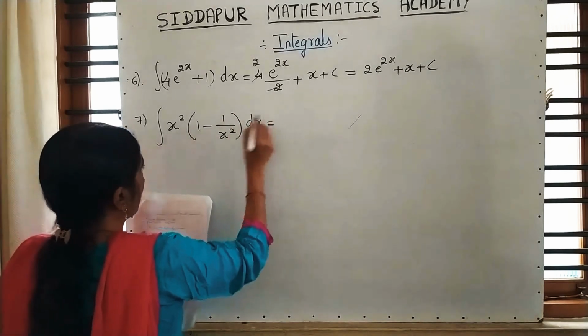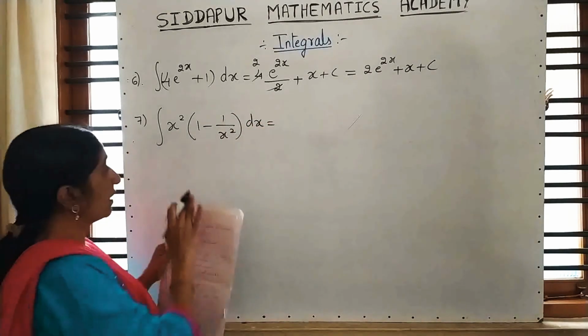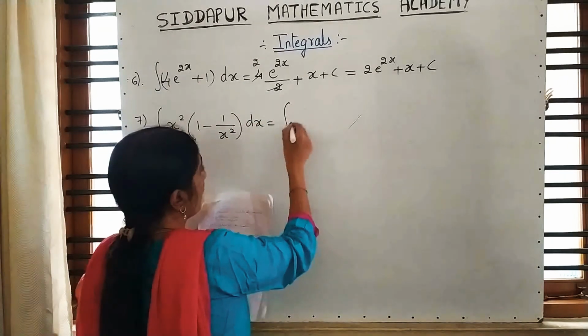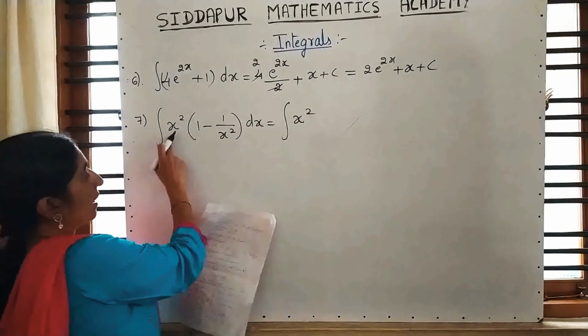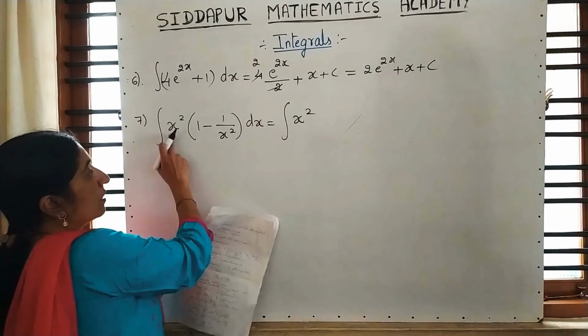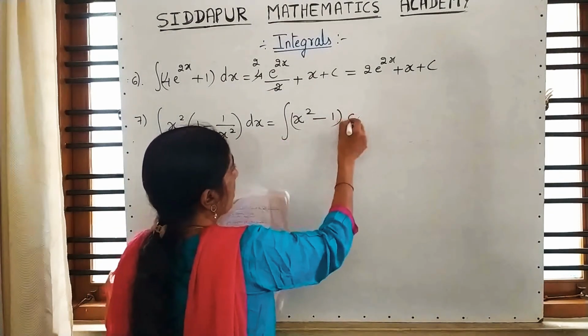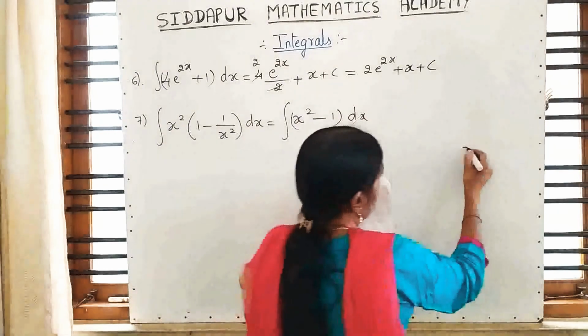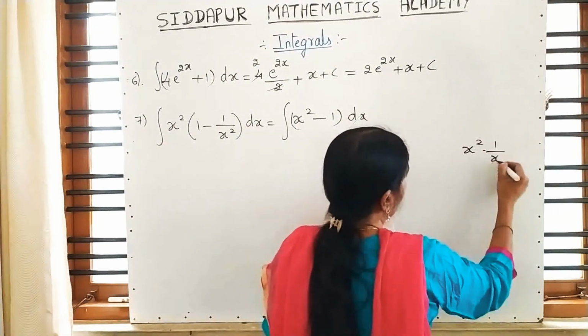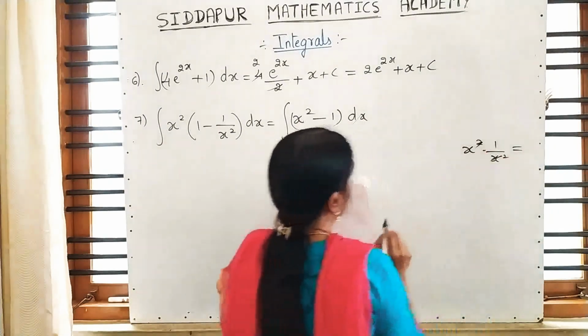Here we don't have a product rule, already you are familiar. Just remove the bracket, take x square inside the bracket. X square into 1 is x square. This comes here. X square and x square get cancelled, so 1 is remaining, correct? You are getting like this. They get cancelled, so 1 is remaining.